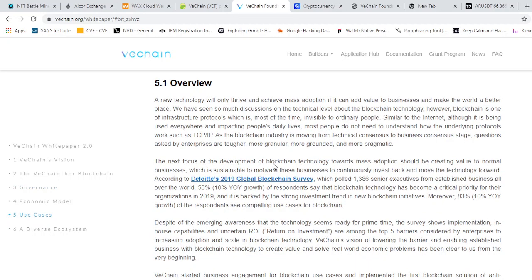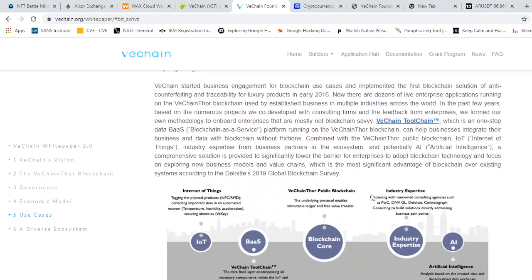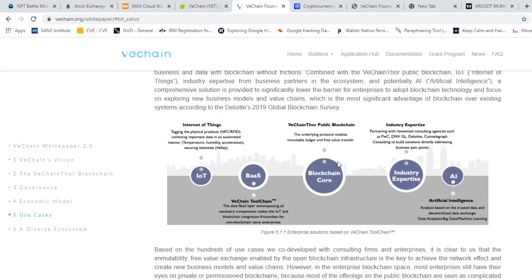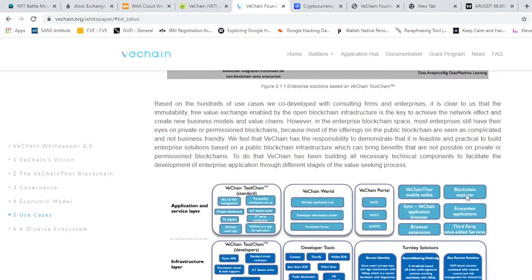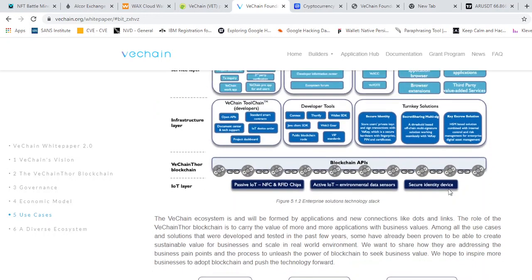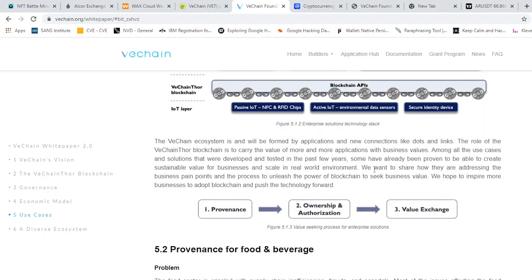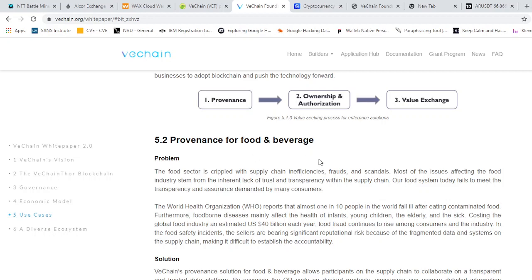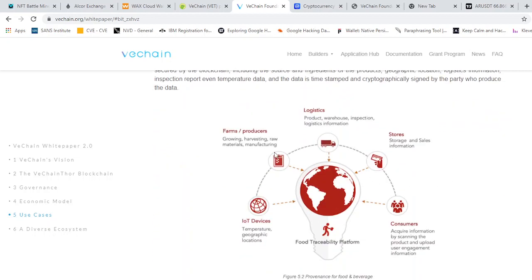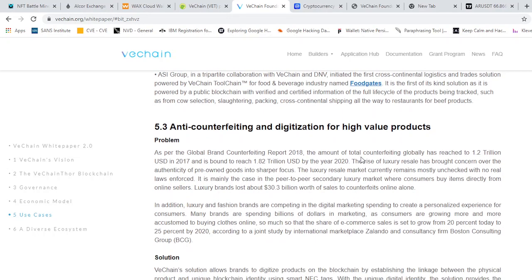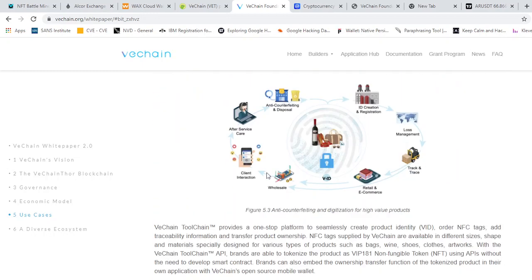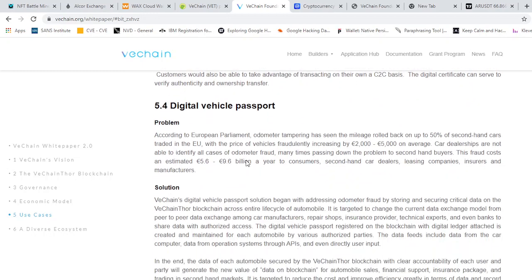So you can see how it is going to be mass adopted, and the use case, the reason why it was going to be mass adopted, etc. Their ecosystem and prevalence for food and beverage, how they're going to solve the logistics problem. So these are the utility cases for VChain. And that's how you find the utility cases.